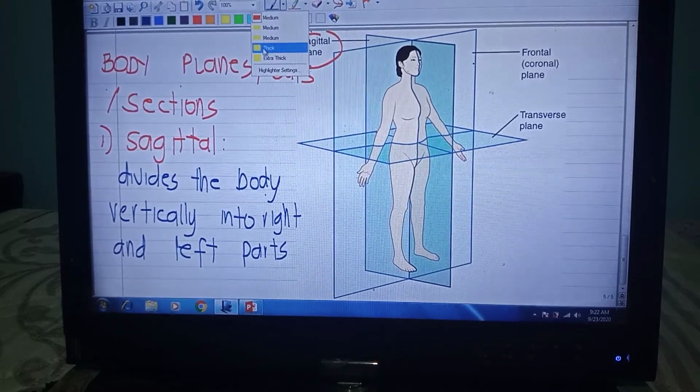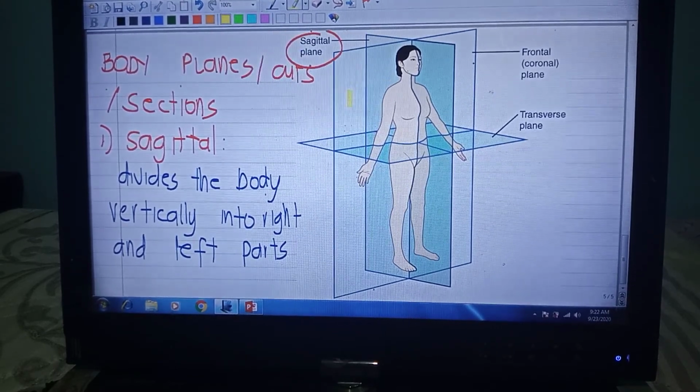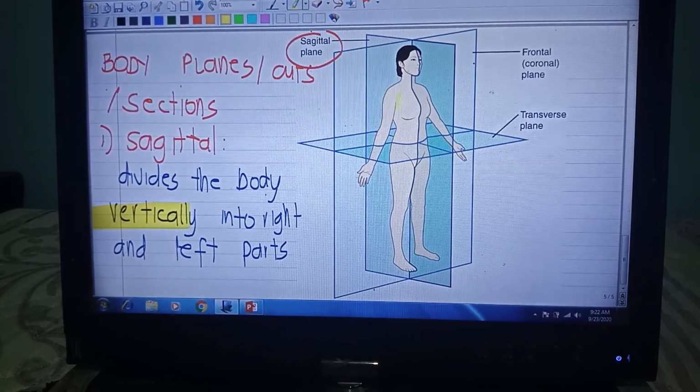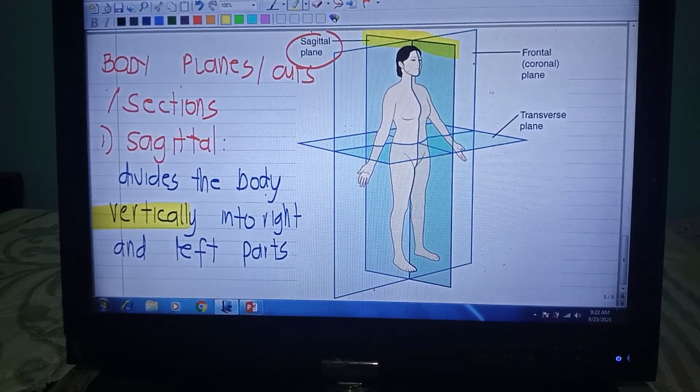O, titignan natin yung sagittal ha. Sundan natin mabuti. Ano ang sagittal, class? Divides the body horizontally or vertically? Vertically. Lengthwise or crosswise? Lengthwise. It is a lengthwise cut that divides the body into left and right portion. Ayan yon. Sagittal plane, dinidivide niya. Sorry, hindi na ako straight. Ayan. Yan yung sagittal plane.